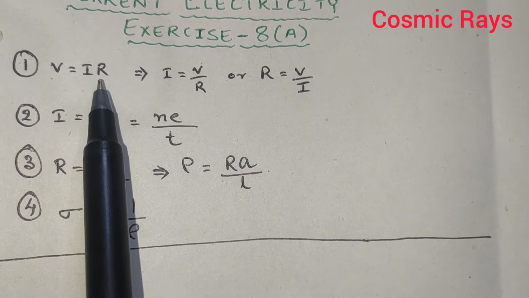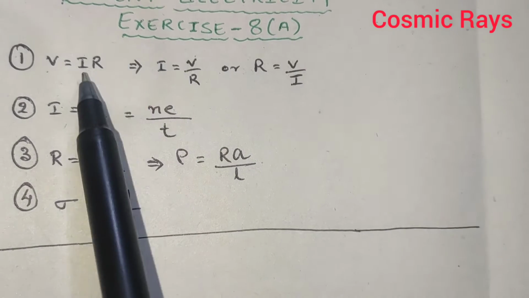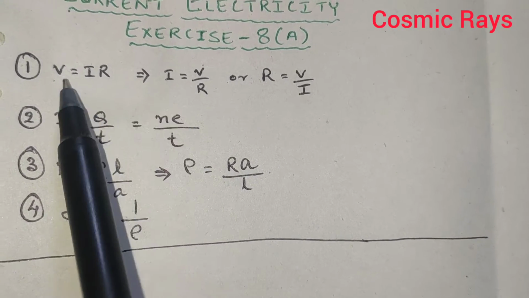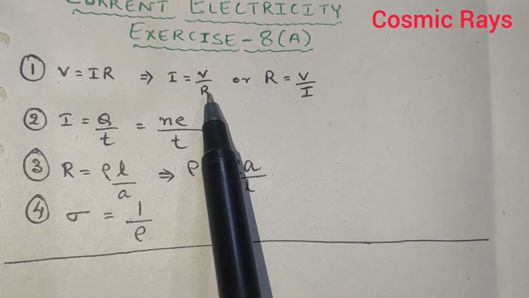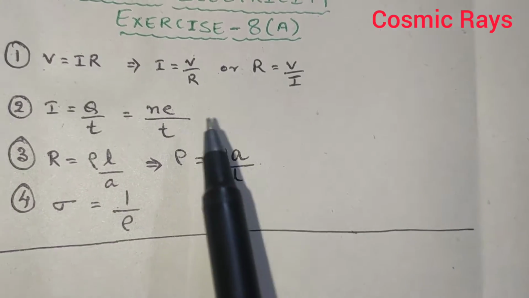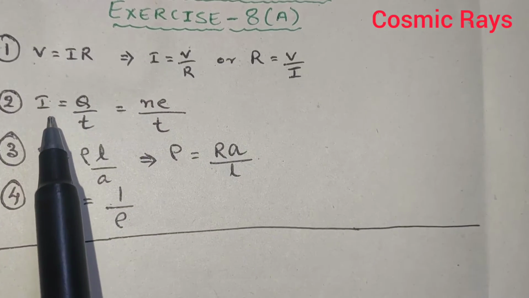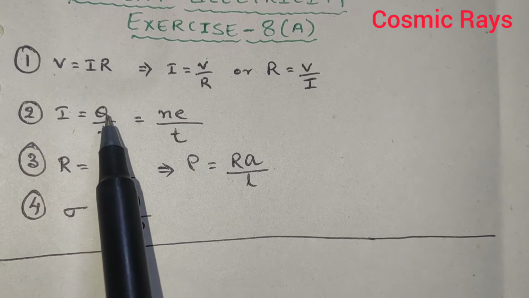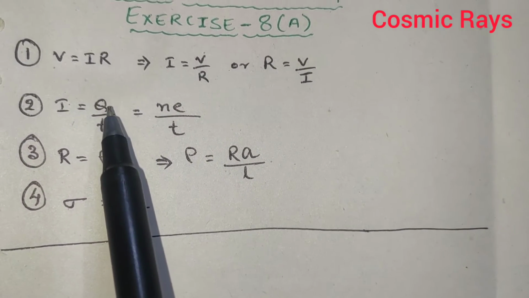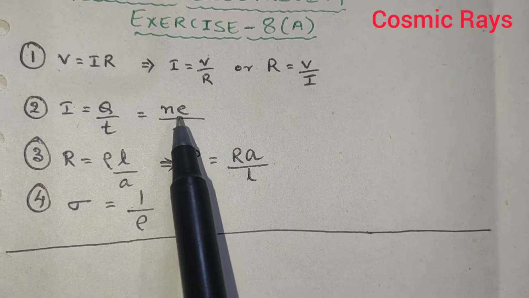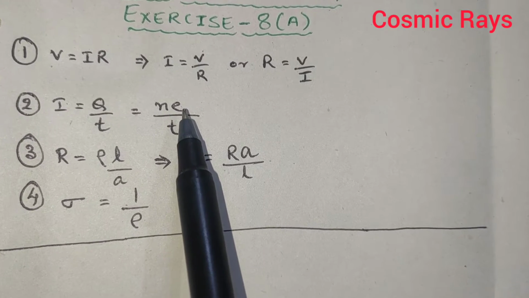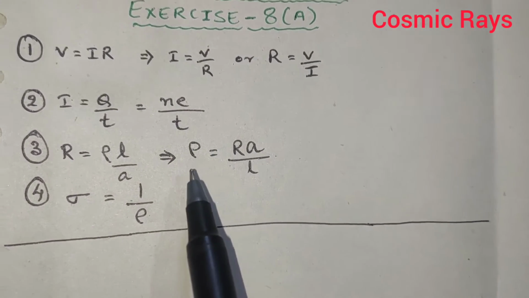V is equal to IR. This comes from Ohm's law. This can be coined in terms of I, that is current. So from this, I is equal to V by R, or R, that is resistance, is equal to V by I. The second formula that we might need is current is equal to charge flowing per unit time, that is Q by T, and we know that Q is equal to NE, that is N is the number of electrons and E is the charge on one electron, divided by the time taken.